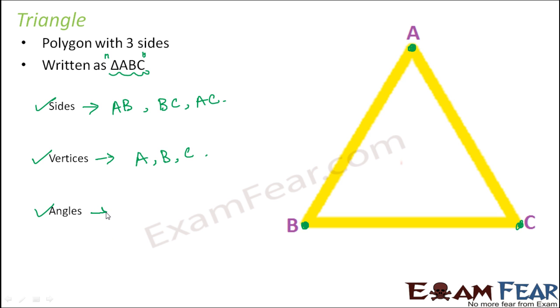And what about the angles? So these are the angles, that is the orientation between any two sides is an angle. So since there are three sides, there are three angles. What are the angles? Angle A, angle B and angle C. So three sides, three angles and three vertices make a triangle.